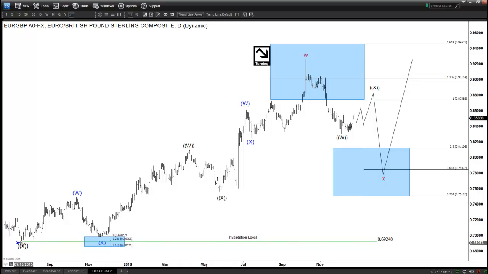So the cycle that is being corrected is this cycle here. So we use the 50% and 76.4% retracement of this entire rally. So this area here is going to be in the approximate area where this 3 swings pullback is going to end, and then the pair can then start the next leg higher. So that's how we use the Fibonacci retracement and Fibonacci extension in our charts.